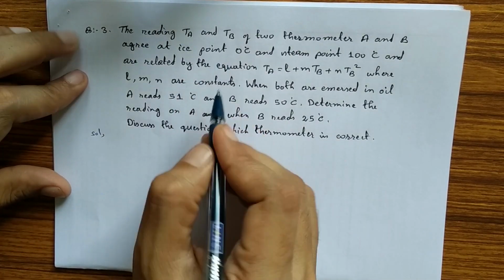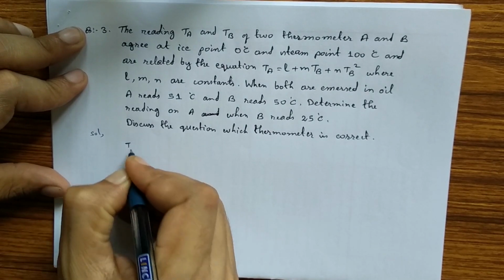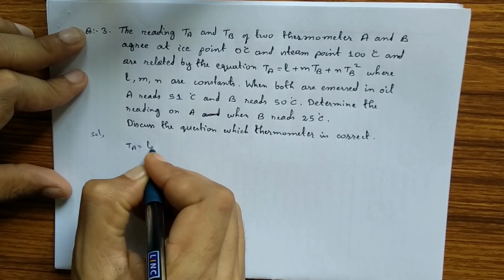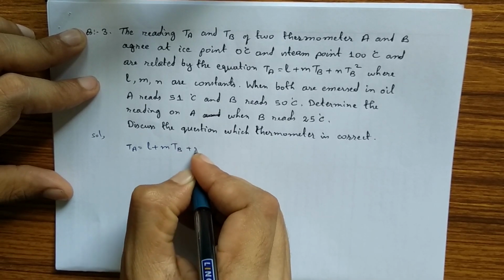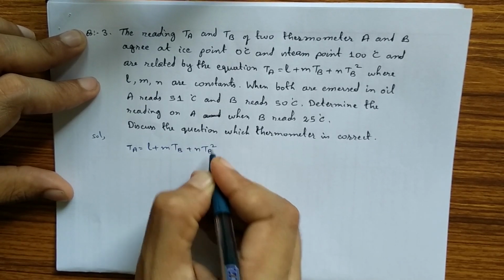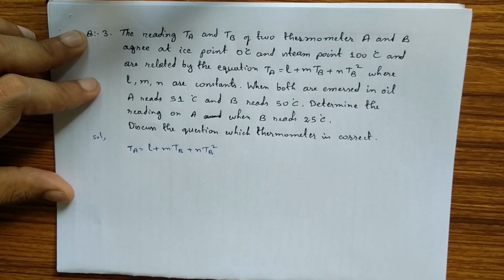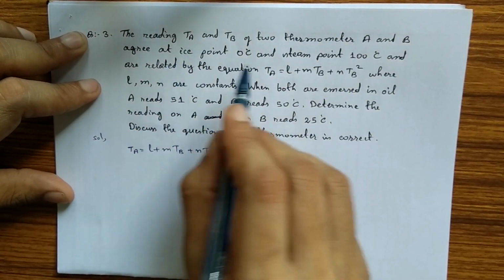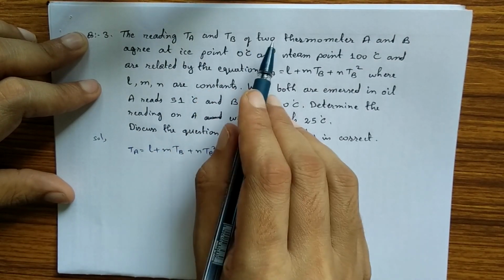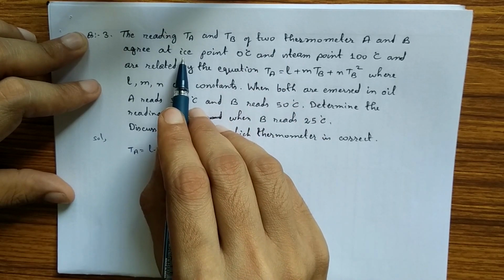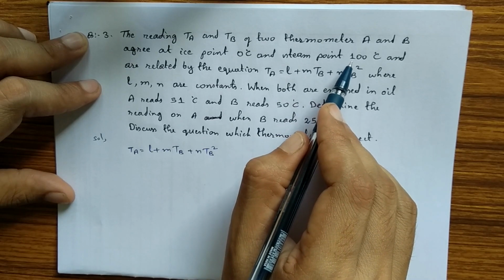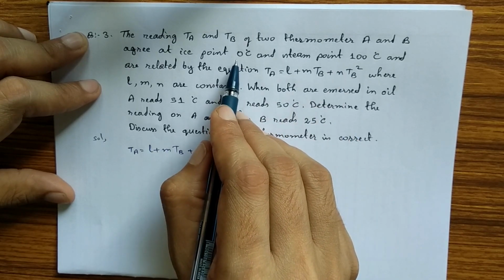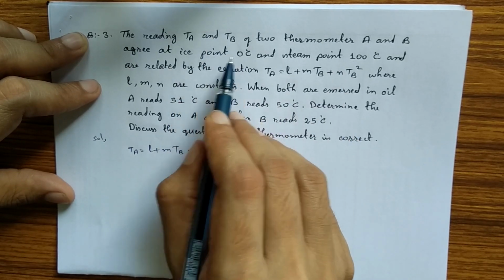What is given in question? We have given TA equal to L plus m TB plus n TB square, and also it is given that TA and TB, both the thermometers agree at ice point which is 0 degree centigrade and steam point which is 100 degree centigrade. So at 0 degree centigrade the value of TA and TB will be same.